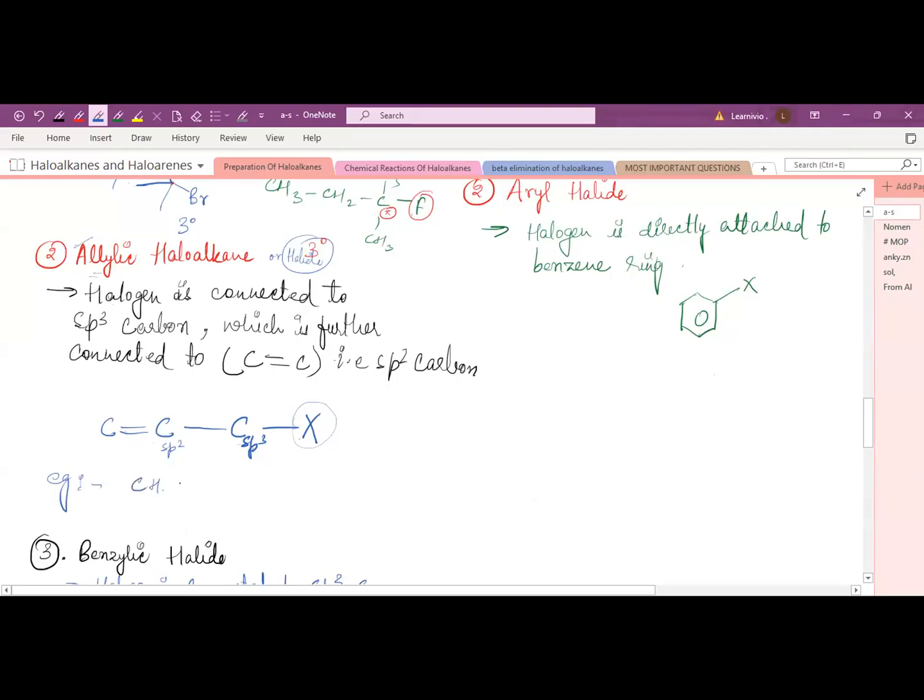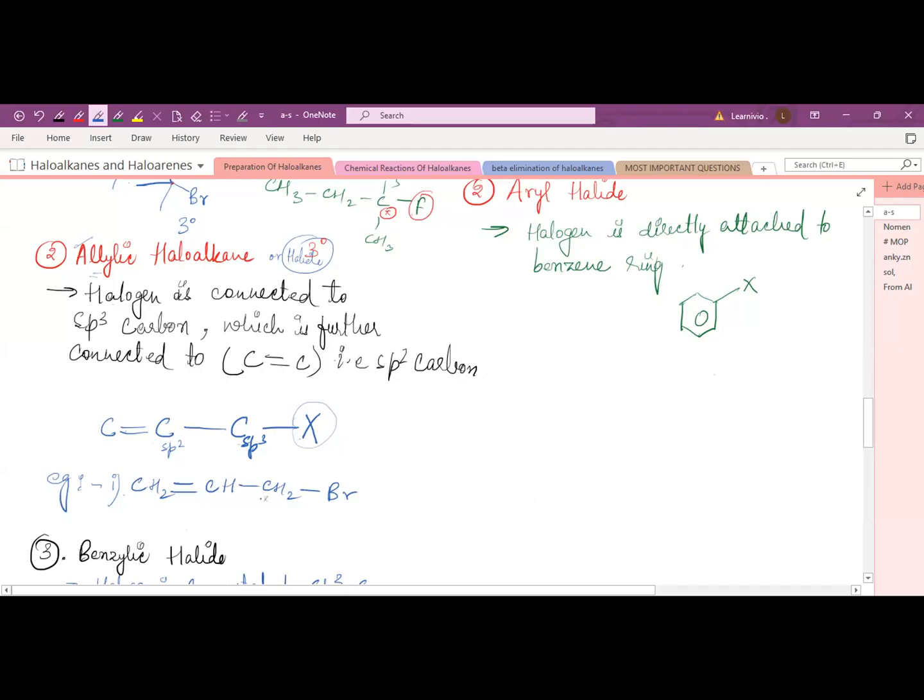Suppose I write CH2, CH, and CH2, and here the bromine. Now check whether it's allylic or not. You have to check for the halogen group. See, here the halogen group is there, bromine, right?